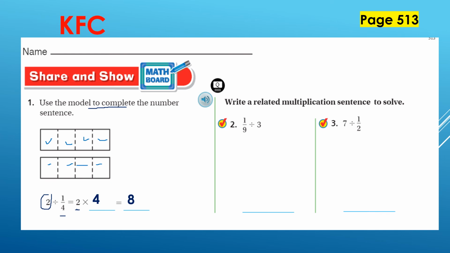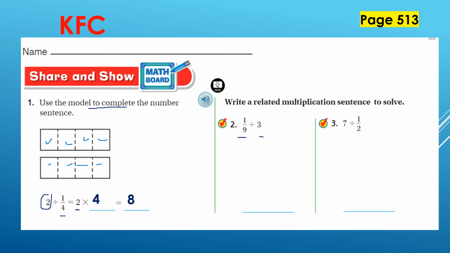1 over 9 divided by 3. Let me ask you this question, students. I'm starting with a fraction and I'm dividing it by a whole number. What is the second conclusion that we learned in this lesson? Perfect. A fraction divided by a whole number. My answer must be a fraction. If you start with 1 over 9 piece of bread or an apple, no way you will end up with a whole number. You must end up with a fraction.